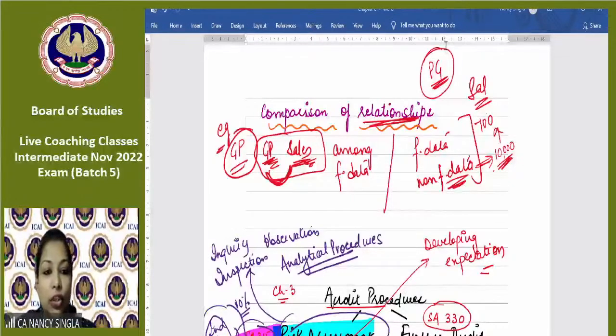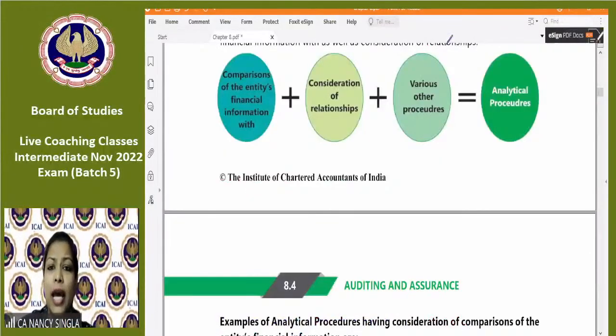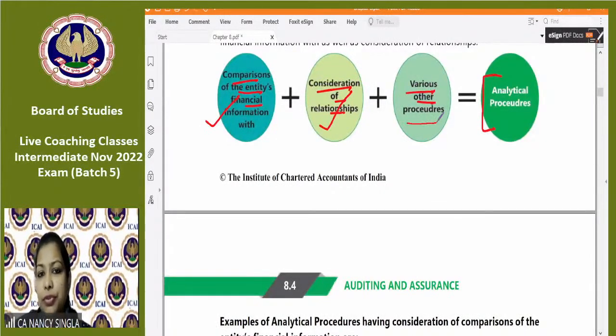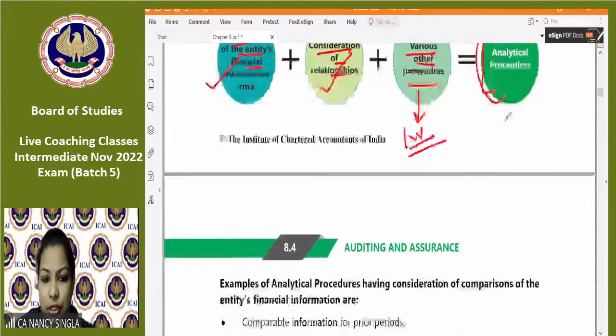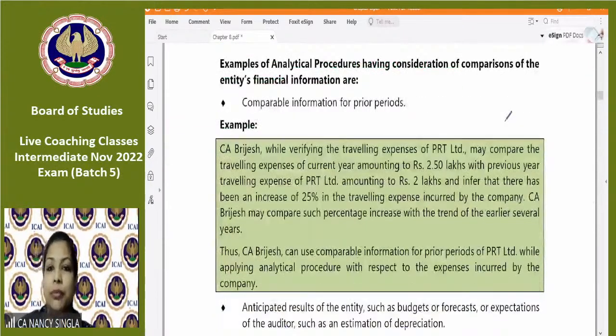So let me just take you through the module. So analytical procedure is a combination of what? Comparison of entities' financial information, consideration of relationships, and various other procedures. Like, whenever there is inconsistency, auditor will perform the investigation. So all that will make analytical procedures. So example of analytical procedures, when the auditor is comparing comparable information for prior period. So this example, this is your homework. What is mentioned here?